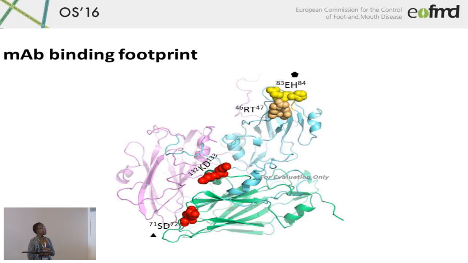But when we replaced this region 46 to 47, we were only able to change the arginine to alanine, but the threonine we couldn't change. So the threonine sits here. So we think that's why we didn't get any reduction in binding.